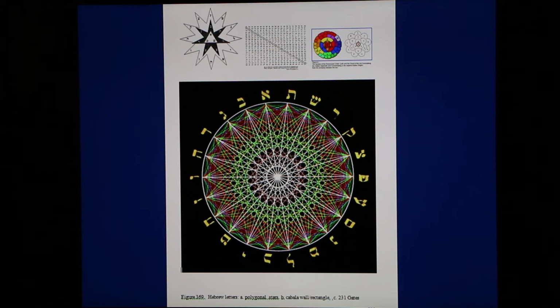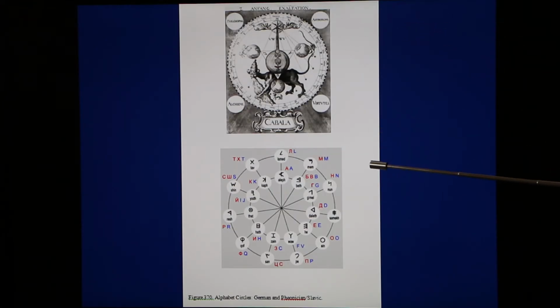So here we see how the letters are organized for the Kabbalah and for the mystical side of the Hebrew tradition. But that basic principle then gets applied to different languages. So here in a diagram from the 17th century, we see the Kabbalah and we see letters around here. Here we see the letters of Slavic and Phoenician being compared by a scholar from Russia.